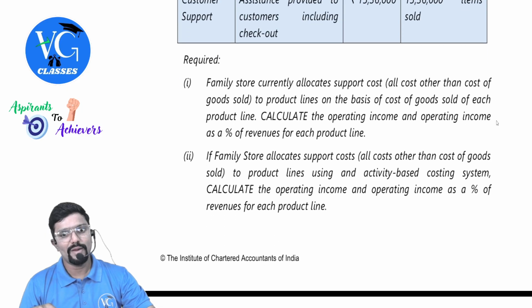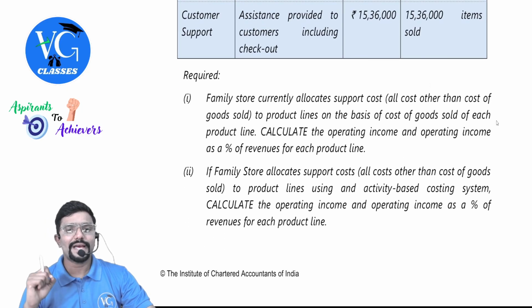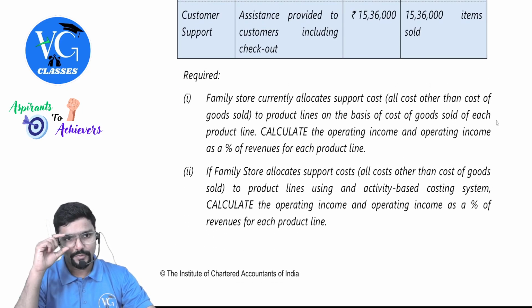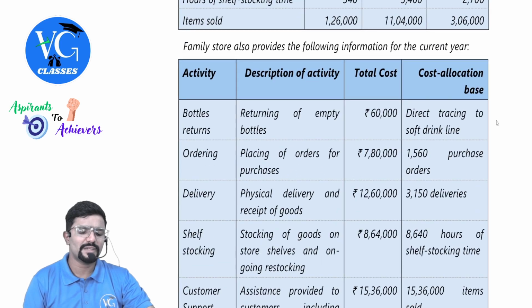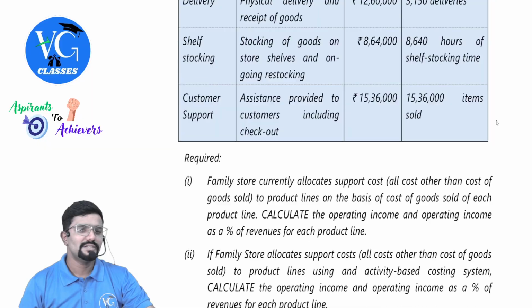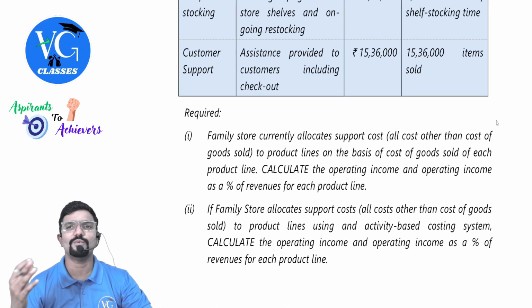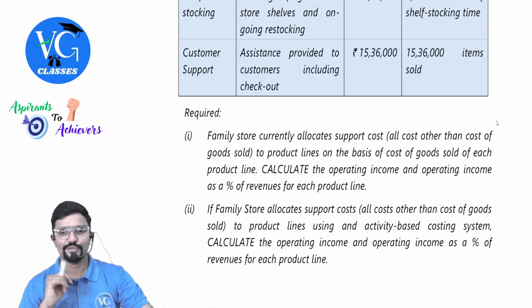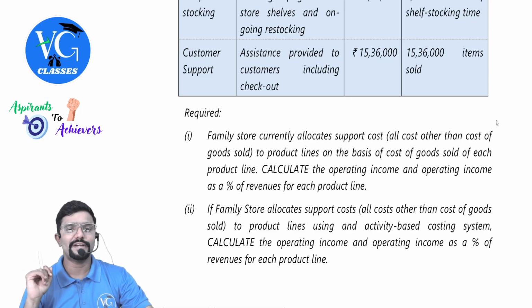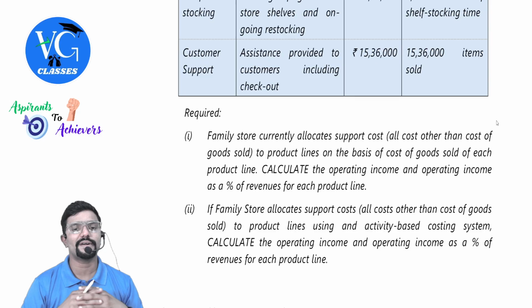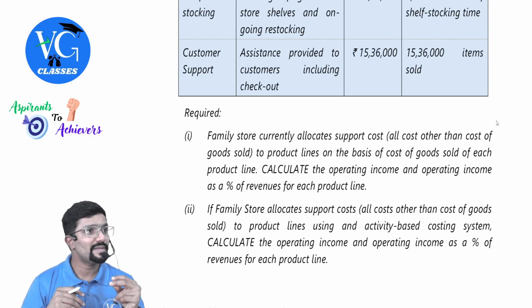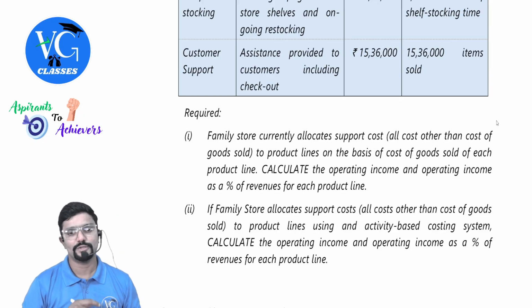Required: Family Store currently allocates support cost. Support cost is nothing but whatever we have discussed here, which is activity cost or overhead cost. See the different names they are using: operating cost, support cost, overhead cost. Don't get confused. All costs other than the cost of goods sold are overhead costs. They are allocated to product lines on the basis of cost of goods sold of each product line. So on the basis of how is the support cost distributed to the products? On the basis of cost of goods sold.